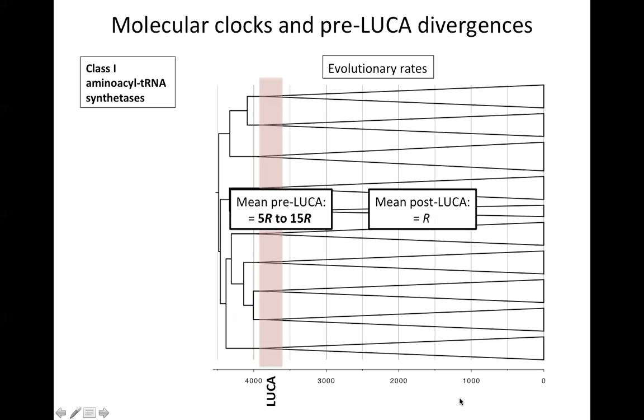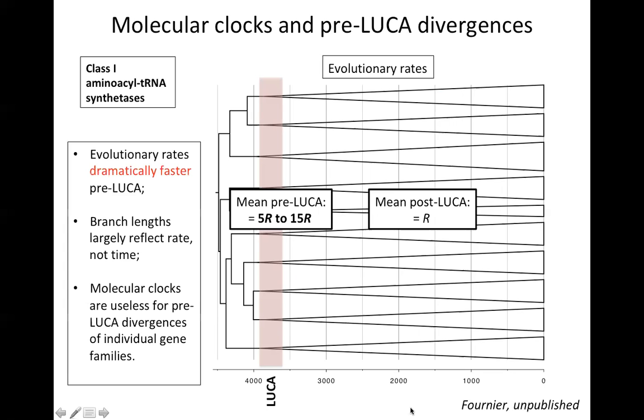And we can calculate the rates. And if we do that, their rates before Luca are 5 to 15 times faster than their rates after Luca. This variance in rates is so large, we can say next to nothing about these time constraints.